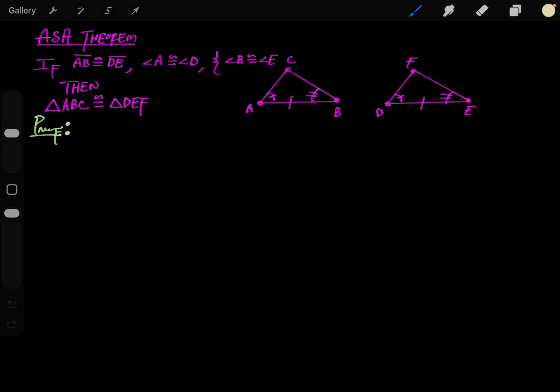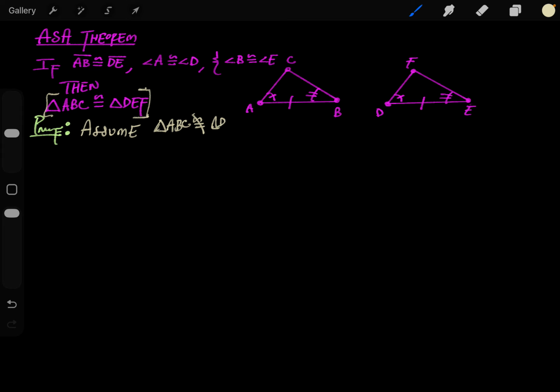Okay, so now we're going to prove the ASA theorem. In the last proof, we did a proof by contradiction, and in this one, we do a similar thing. We want to assume the opposite of the conclusion. So we want to start off by assuming that the two triangles are not congruent. Triangle ABC is not congruent to triangle DEF.